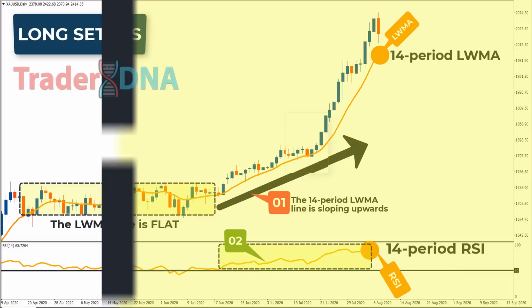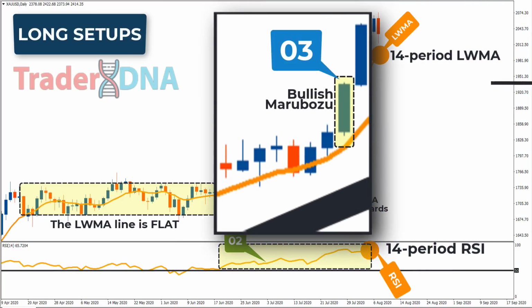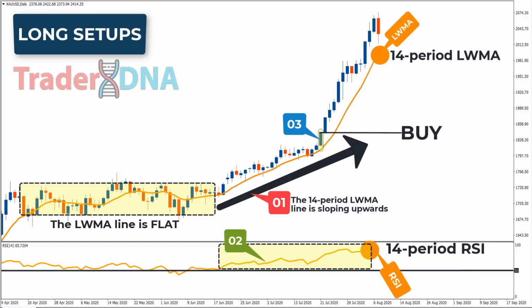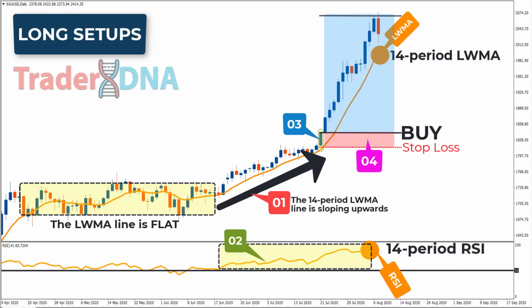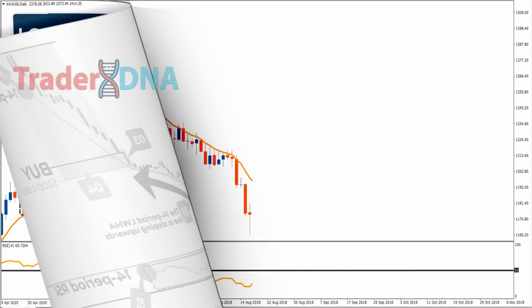Third, if a bullish Marubozu candlestick pattern forms, traders should immediately open a buy position at the close of that Marubozu candle, or at the opening of the next candle. Fourth, because this trading signal is very strong, traders can place a stop loss below the 14-period LWMA line, or below the low of the Bullish Marubozu candle. Traders can choose the smallest stop loss to maximize profit.